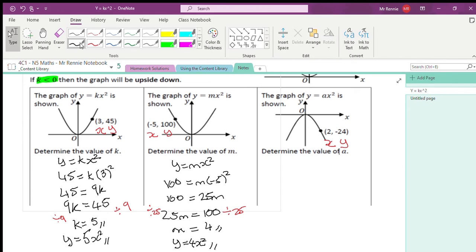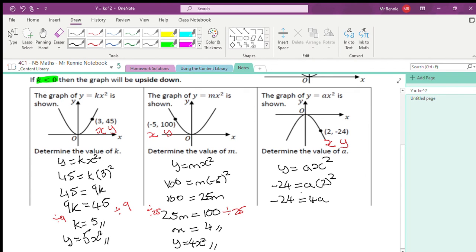I then start off by writing out my equation. This time they've given me an a for this, so that's not a problem, we can deal with that. So we're given this equation here, so it's going to be y equals ax squared. I then put my values in. Well, y is now negative 24. A is a, and that needs to multiply 2 squared. Negative 24 stays there. 2 squared is 4, so I get 4 lots of a on that side there.